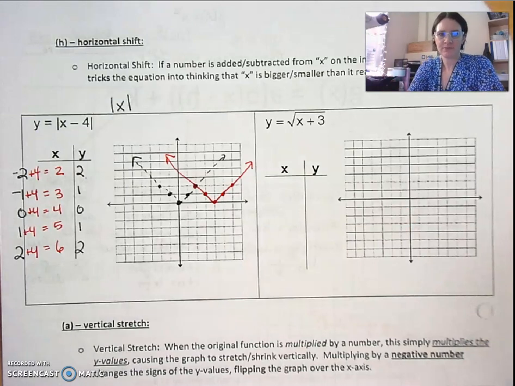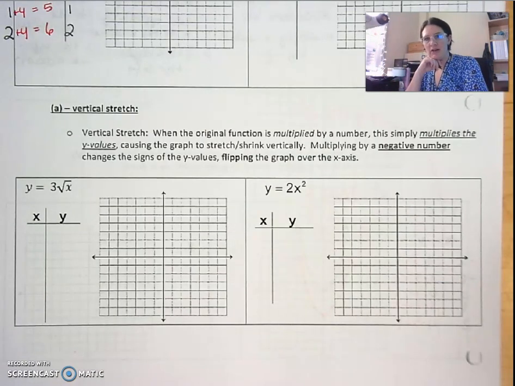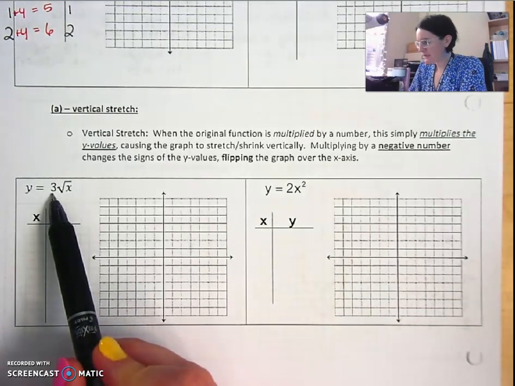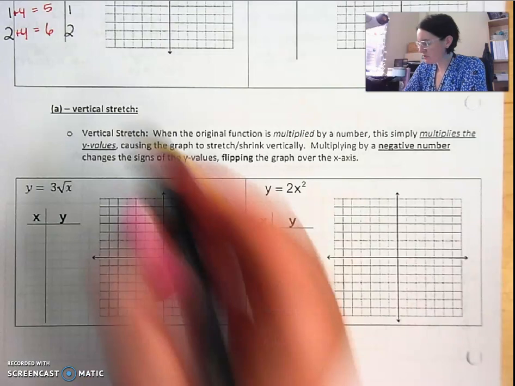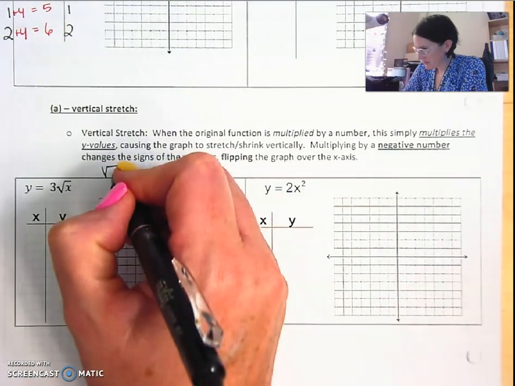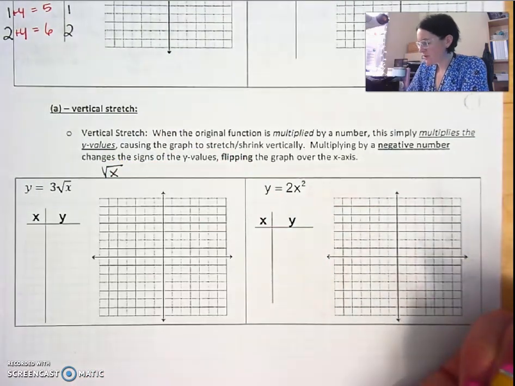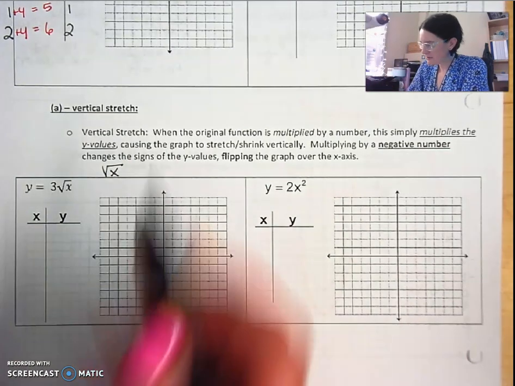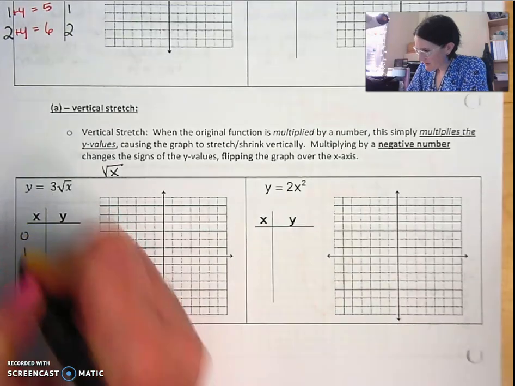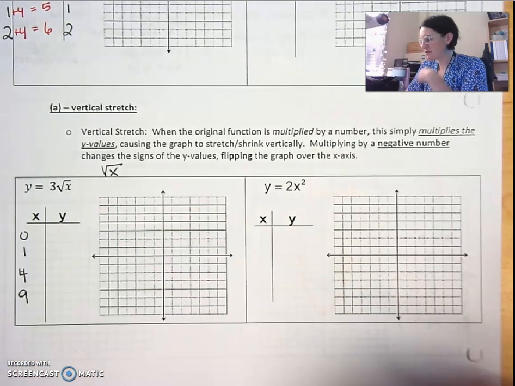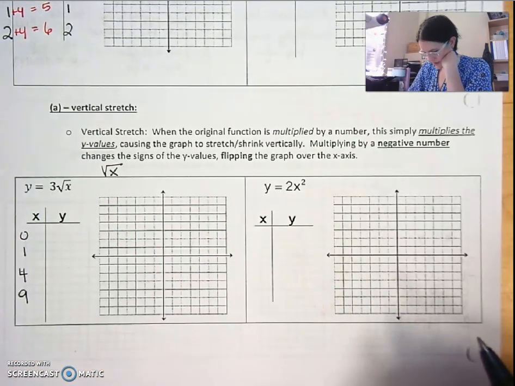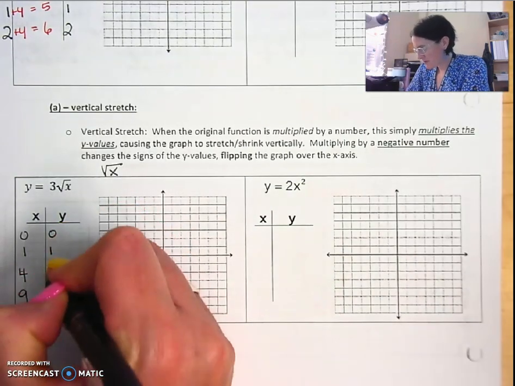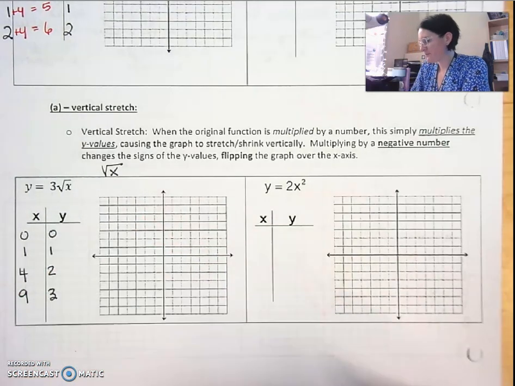All right, so now we're talking about vertical stretch or compress. In this problem, we have 3 times the square root of x. So my original parent function that has been modified is the square root of x. So the parent points that we used for that, the domain was 0, 1, 4, and 9, because those are perfect squares, so it's easy to take the square root of them. And square rooting them gives us 0, 1, 2, 3.